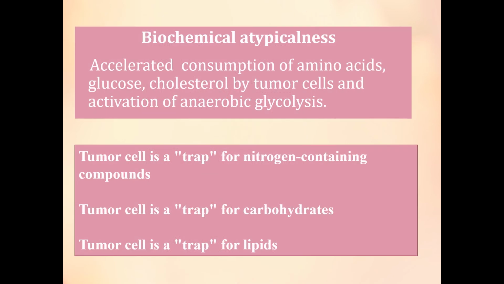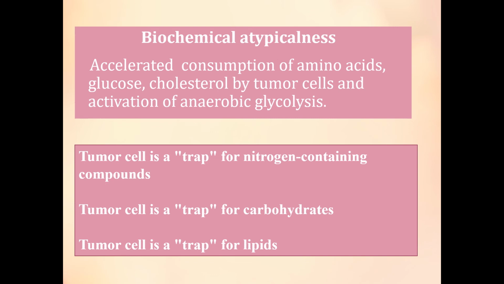And now, in brief, about biochemical atypicalness. Biochemical atypicalness in the tumor cell is manifested in all types of metabolism. The atypicalness of the protein metabolism is manifested by an increase in the involvement of amino acids in protein synthesis and an increase in the synthesis of oncoproteins. That's why we say the tumor cell is a trap for nitrogen-containing compounds.